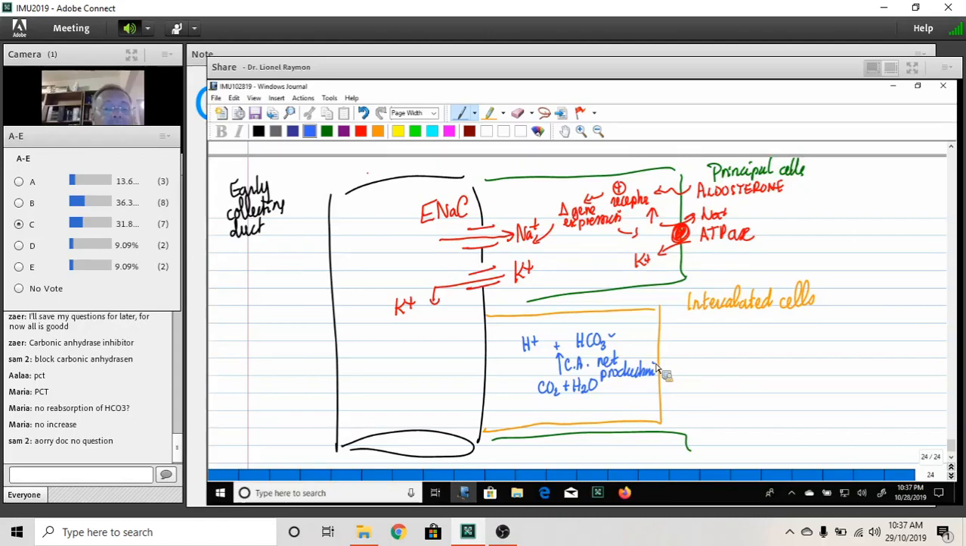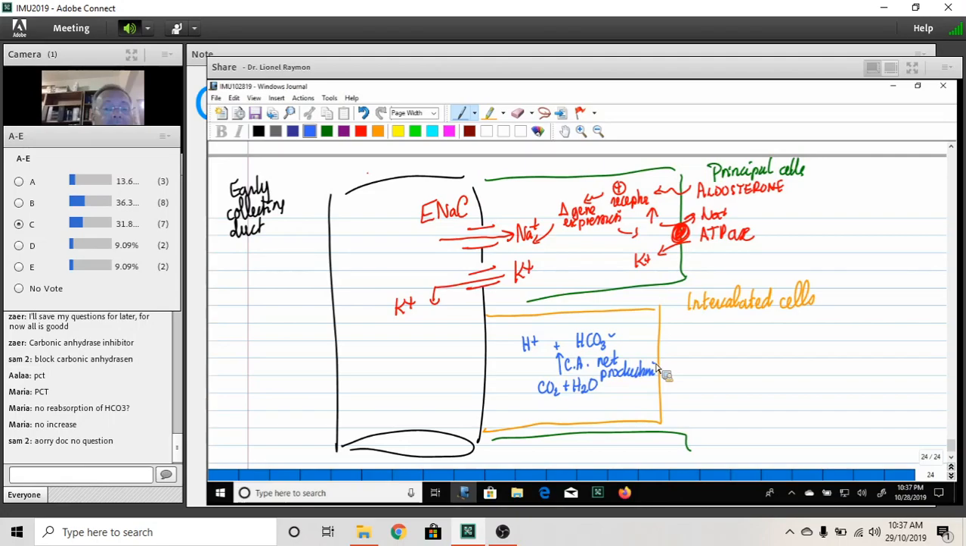the 4 to 5 days to full compensation, for example, that we were talking about. Meanwhile, the protons, they have to go out. And here we acidify the urine. Now, how can protons go out?